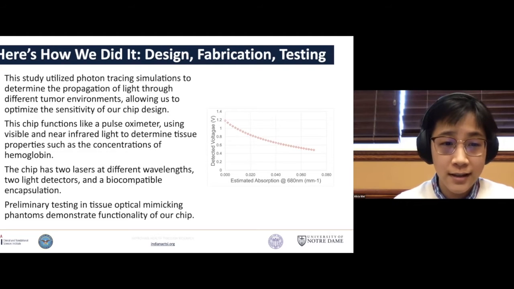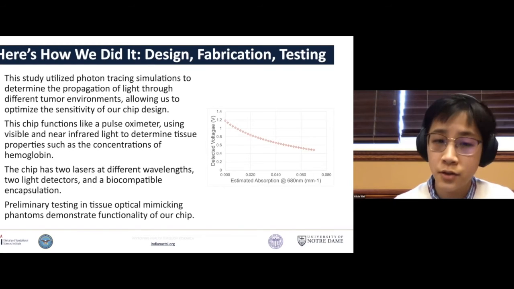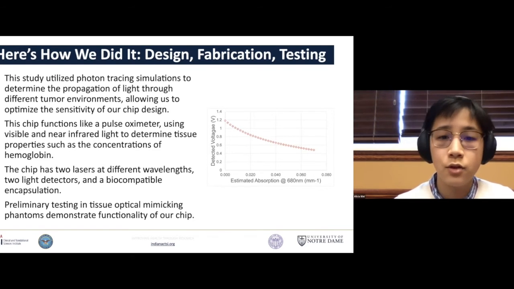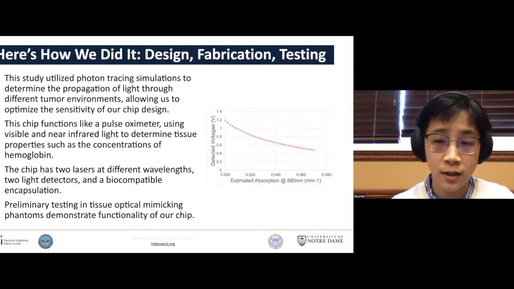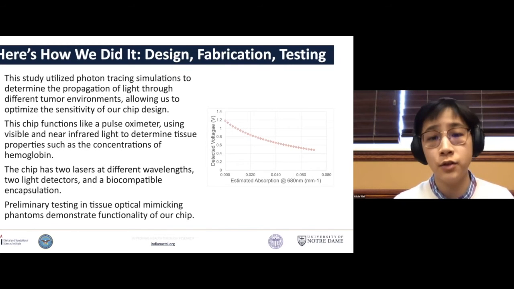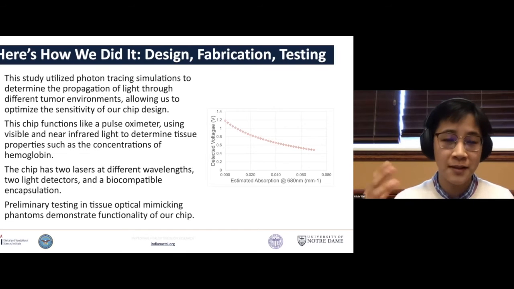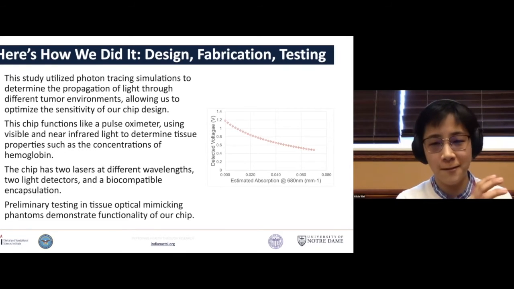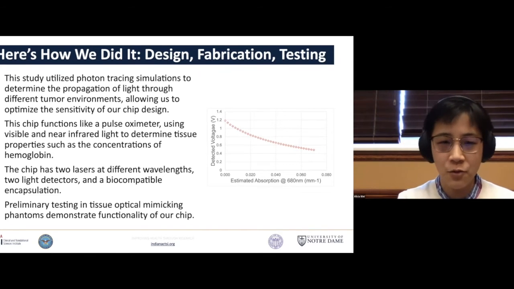So the graph on the right is the preliminary testing of our currently wired breast clip inside tissue optical mimicking phantoms that really just demonstrate the functionality of our chip. So we're looking at detected voltage as a function of estimated absorption at one of the wavelengths, 680 nanometers. And as absorption increases, we also see the detected voltage decrease, which makes sense because as absorption increases, more photons get absorbed, so less end up working their way back to the detector. So this is just a representative, or one of the many graphs. Next slide, please.